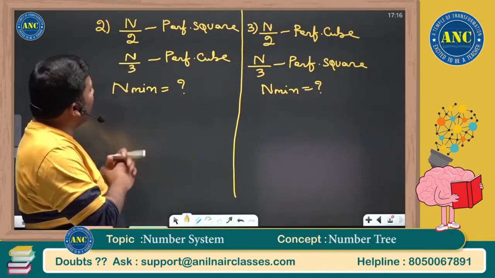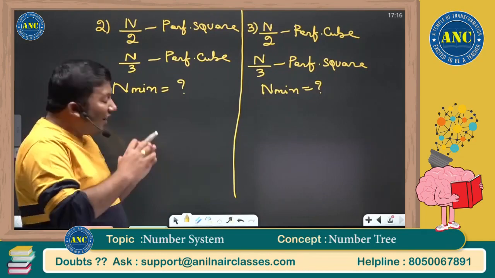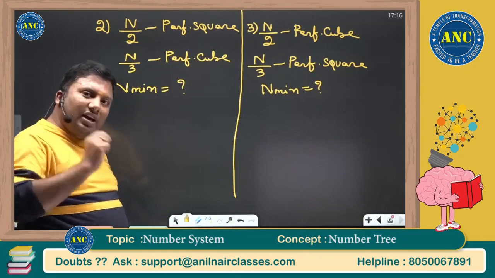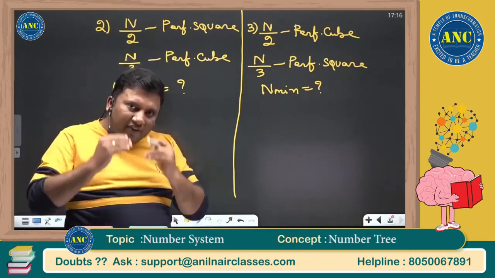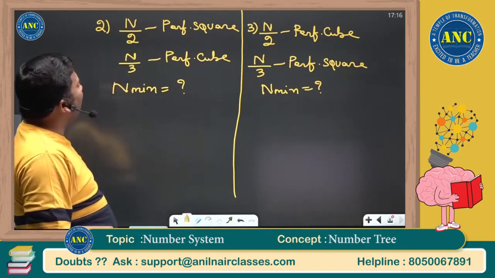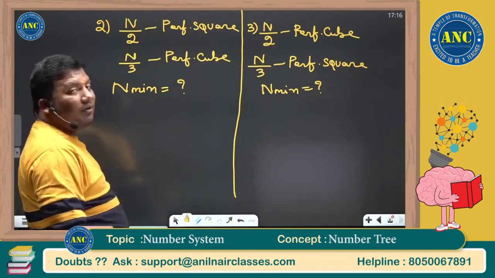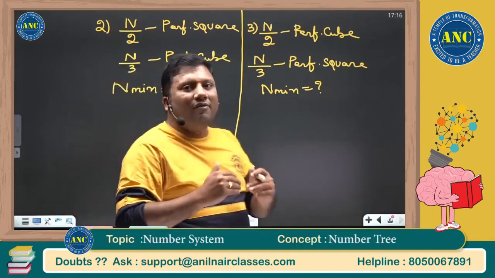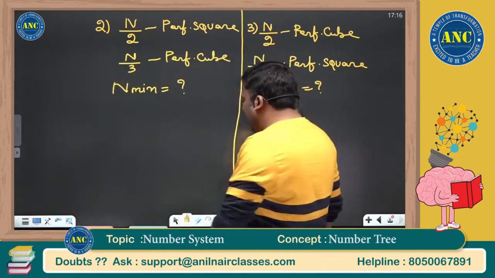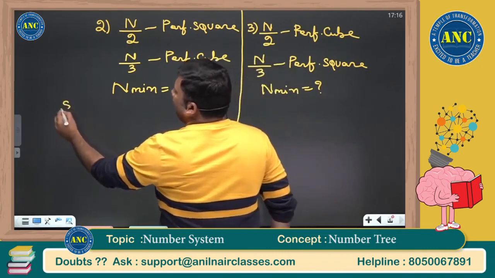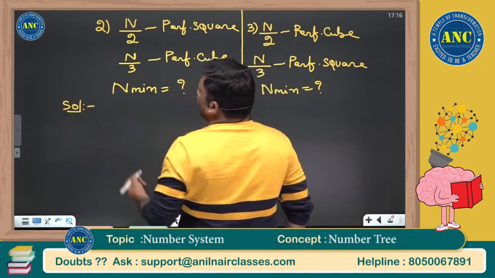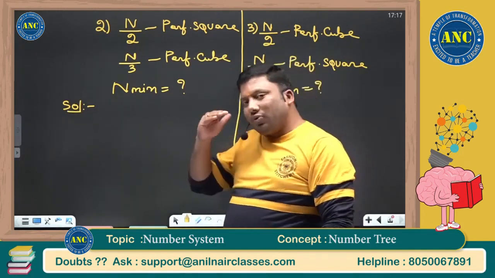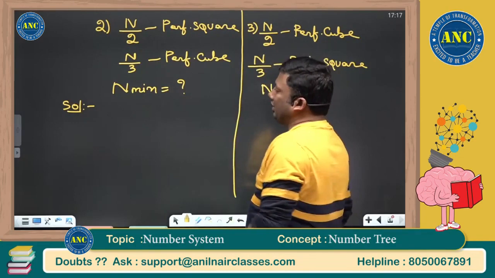The first thing we will do is understand the question. n by 2 is a perfect square. There is a natural number n. When you divide it by 2, it becomes a perfect square. The same natural number when divided by 3 is a perfect cube. What can be the minimum value of that natural number? Now see, that number when divided by 2 should be a perfect square, and when divided by 3 should be a perfect cube.